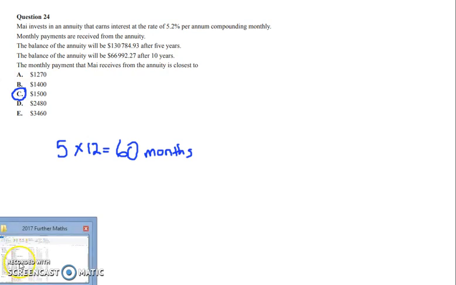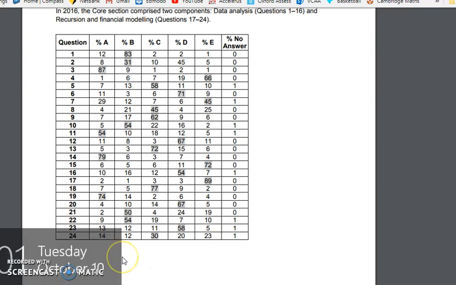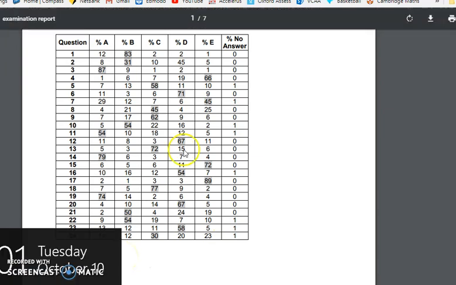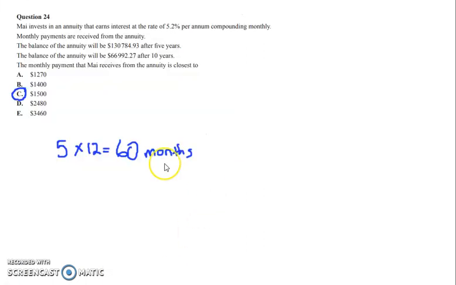Now, if we have a look at the assessor's comments for this question, it was question 24 down below. Only 30% of the cohort got the correct answer of C. So 70% of the students did not get the correct answer. D had 20% and E had 23%. If we look at those values, $2,480 and $3,460.